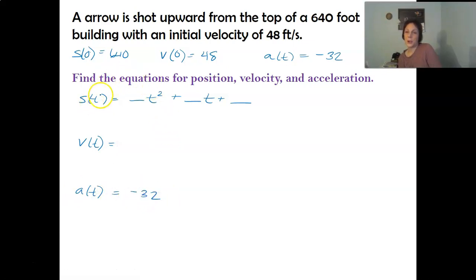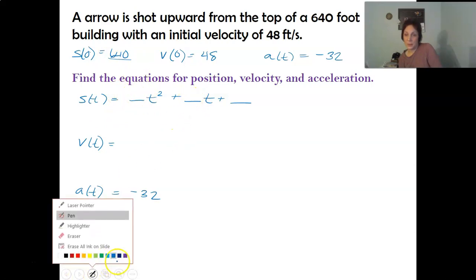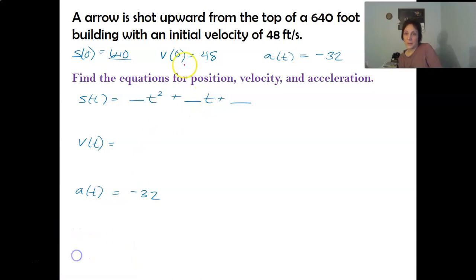Okay, so here's what we know. If I plug a 0 into this initial equation, I need to get a 640. Well, there's only one way this happens. I don't care what these two numbers are. If this is true, then this number right here is going to be a 640. In other words, if you plug a 0 into a quadratic equation, the number you're going to end up with is the number at the end. So if my initial position is 640, then that has to be the number at the end here.